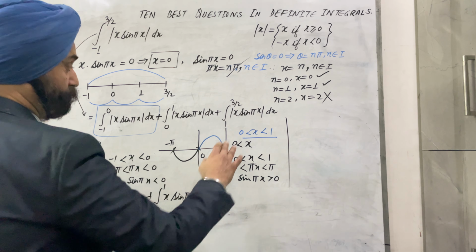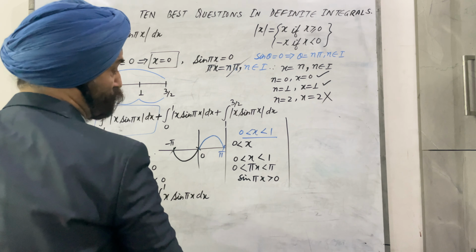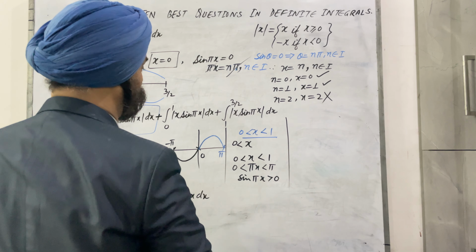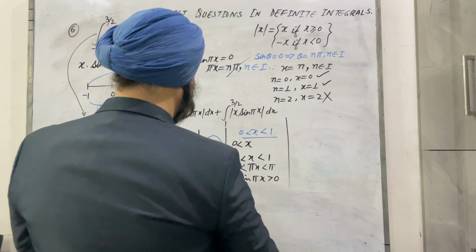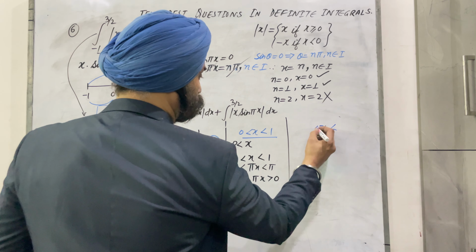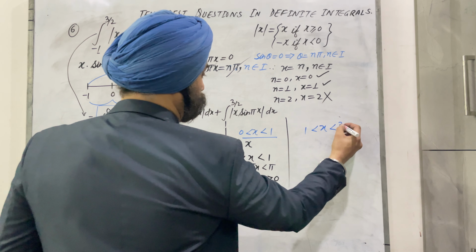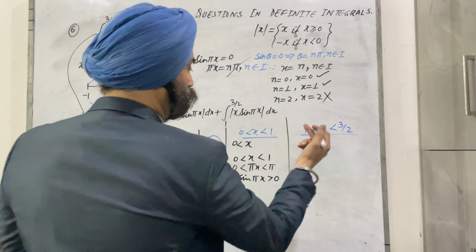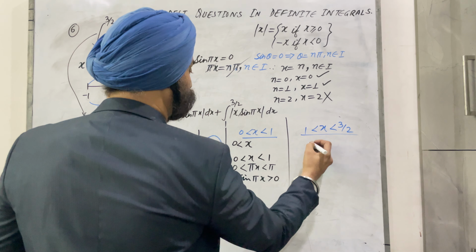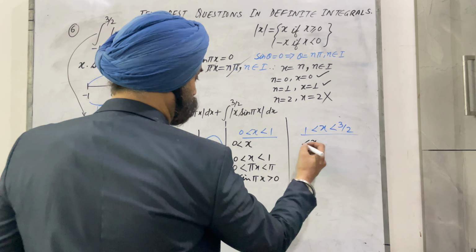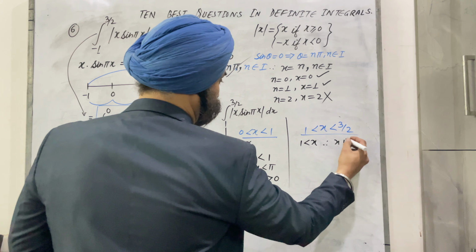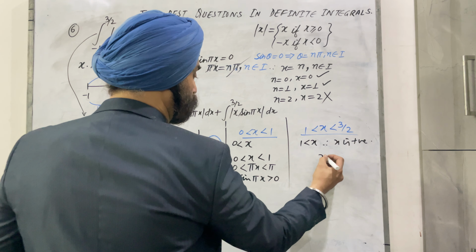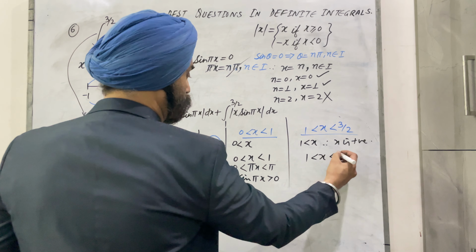Now the last portion where we need to justify. The last portion has the limits between 1 and 3 by 2. And again, I have to talk about the nature of x and sine pi x. So if I write x is in between 1 and 3 by 2, then obviously x is greater than 1, so it is positive. I need to talk about the nature of sine pi x. Again, I write the same limits of integration between 1 and 3 by 2.